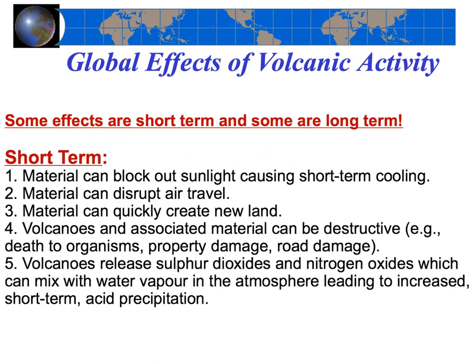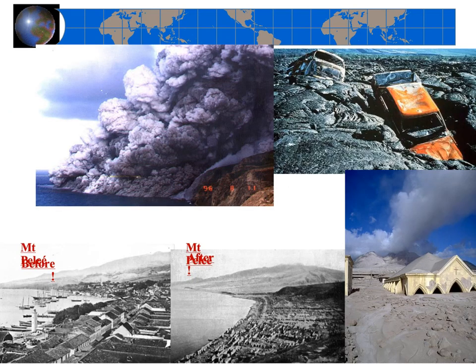A lot of times you can get a lot of damage, like property damage and road damage. That's more short-term. It can be fixed. Naturally, death to organisms should be in the long-term list because that's certainly a long-term effect. A lot of times these volcanoes send out a lot of dangerous gases like sulfur dioxide and nitrous oxides, which typically go up in the sky, mix with water, and create acid rain, and acid rain can be really bad.